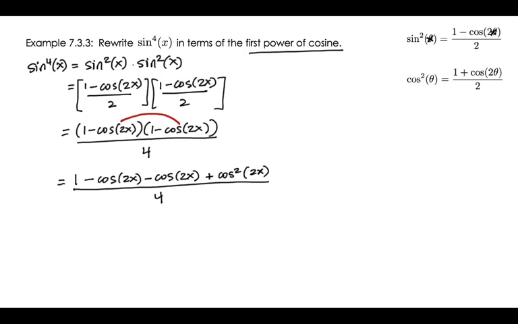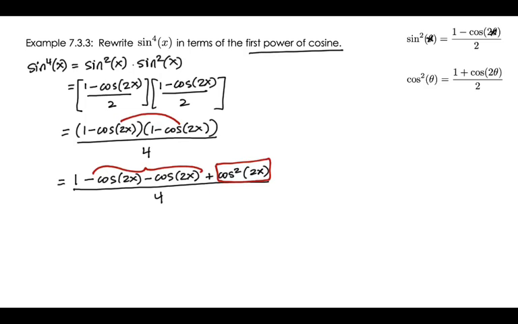Okay, so everything is in terms of the first power of cosine. In a minute, I'm going to combine these two. Those are just the same thing. We'll make that minus 2 cosine 2x. All right, but this thing is not in terms of the first power of cosine. I've got a cosine squared. So I'm going to use my cosine squared formula on this one.